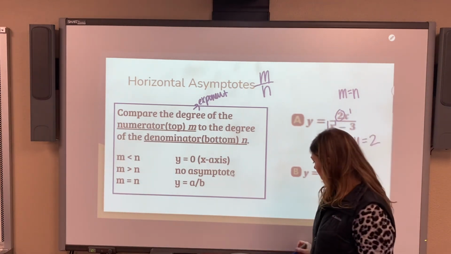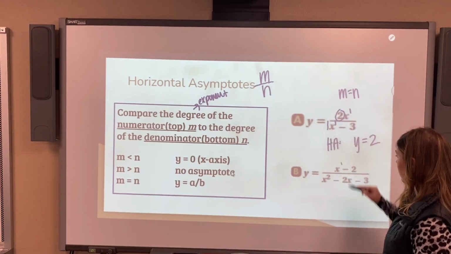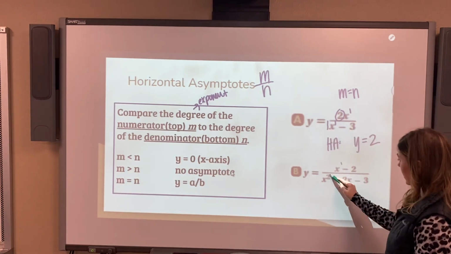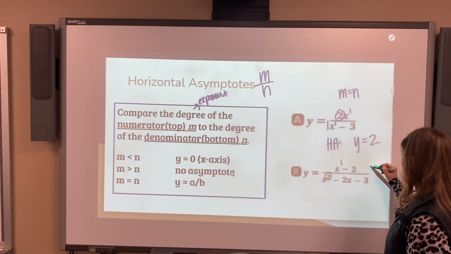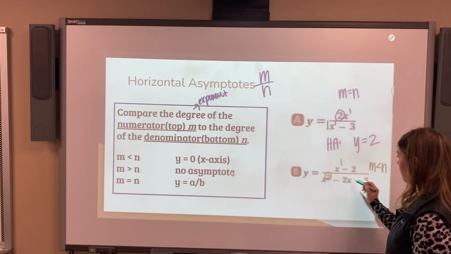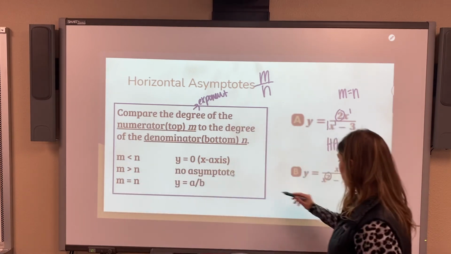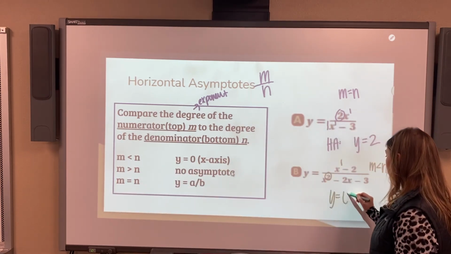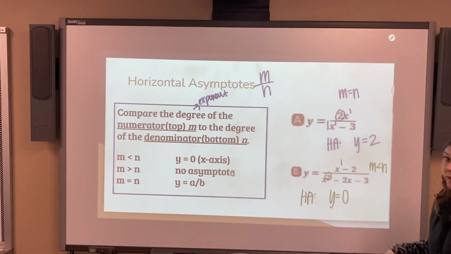Okay, looking at B, our top degree is a 1. Our bottom degree is a 2. So here we have m is less than n, so our bottom is bigger than our top. If m is less than n, our asymptote is at y equals 0. So that horizontal asymptote is at y equals 0.